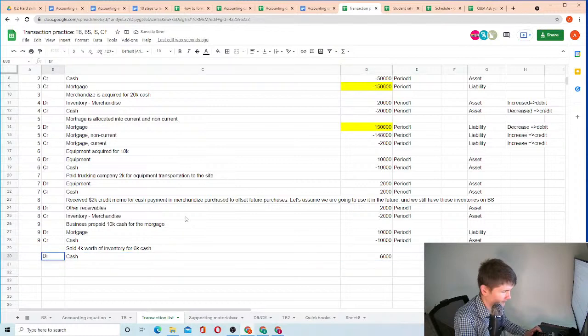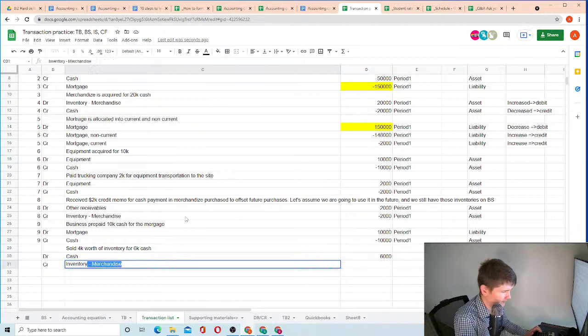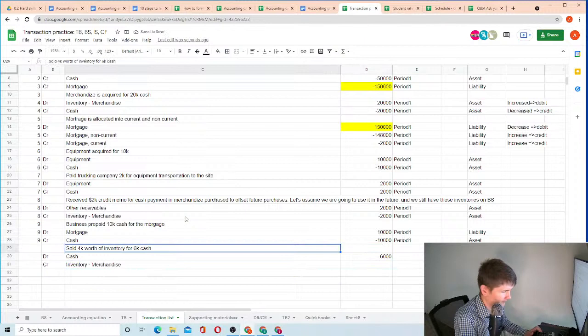Debit. What's the credit side of the deal? It's a bit complicated there. We also know that our inventory decreases. Let's say inventory, merchandise. We say we sold $4,000 of inventory from our warehouse, and inventory decreased by 4,000.